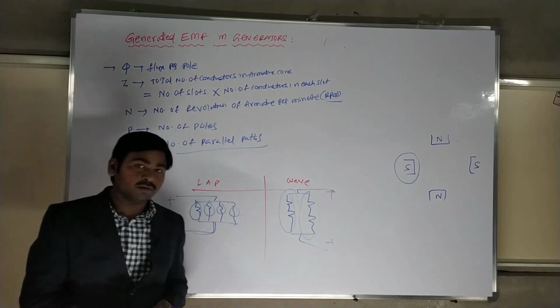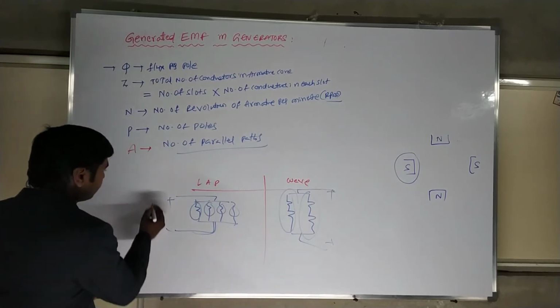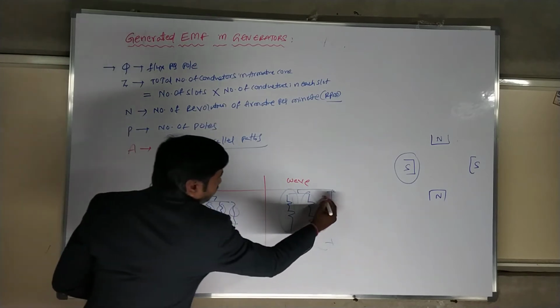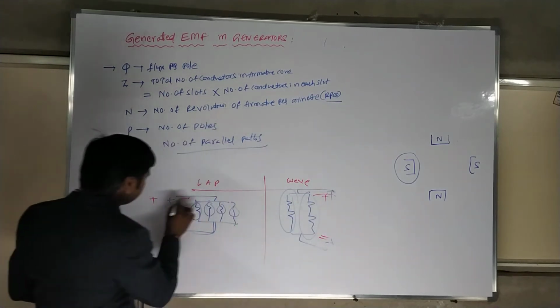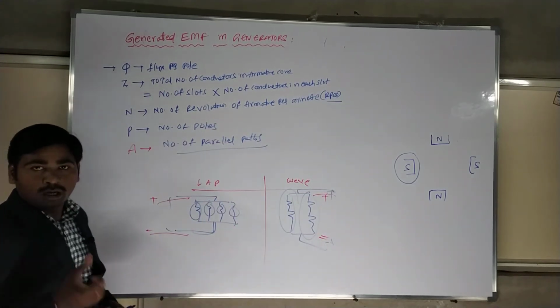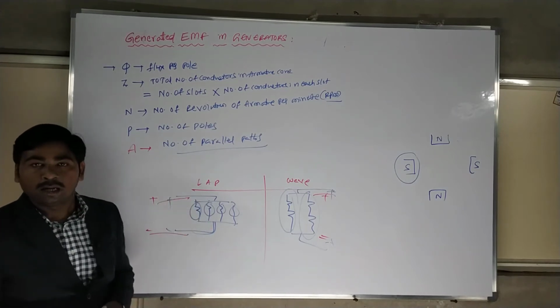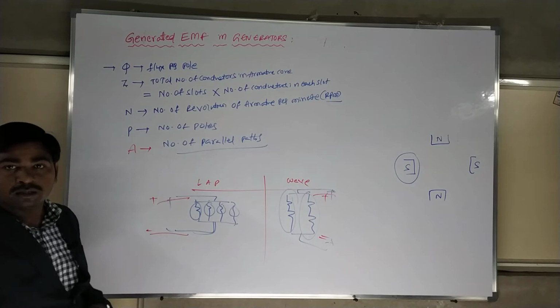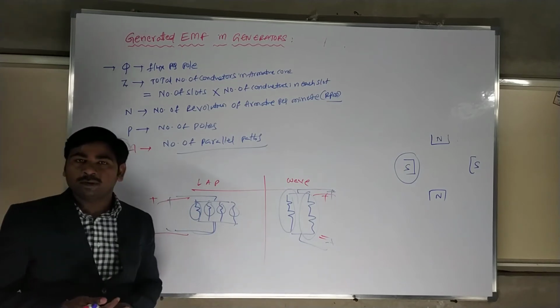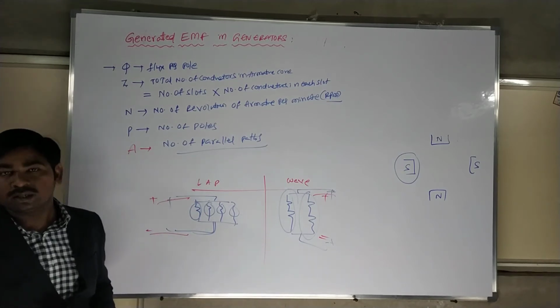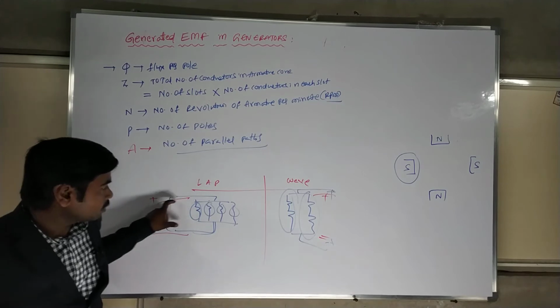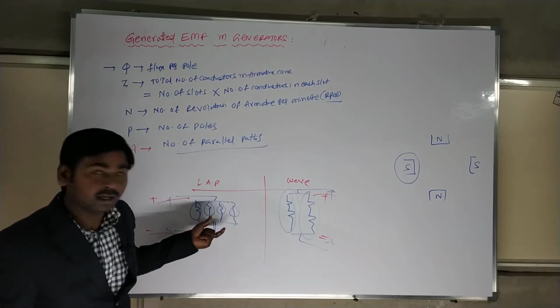Next, one more thing. Always we find the EMF across the parallel path. Am I clear? The EMF we can find out across a parallel path. Next, the total number of conductors per parallel path. The number of conductors in each parallel path means the total conductors divided by the number of parallel paths.